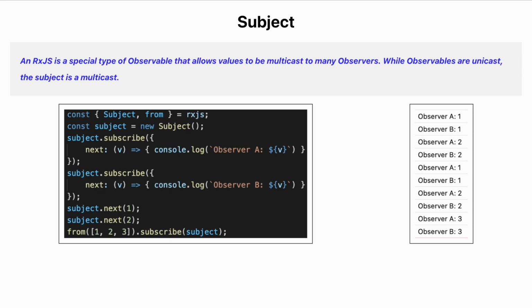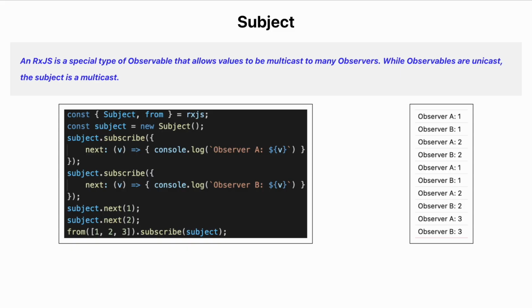Every subject is an observer. It is an object with the methods next(value), error(error), and complete(). To feed a new value to the subject, just call next(value) and it will be multicast to the registered observers. For example, here we are creating a subject object. We are subscribing two observers to the subject object. When we feed values to the subject, they get multicast to all observers.